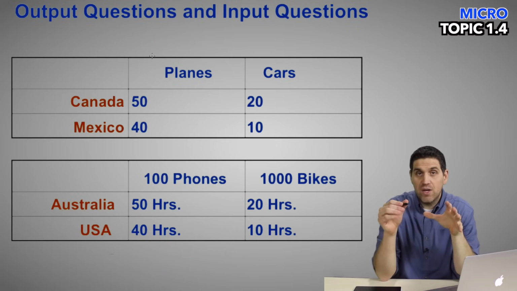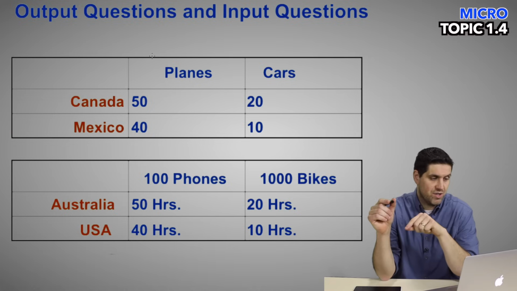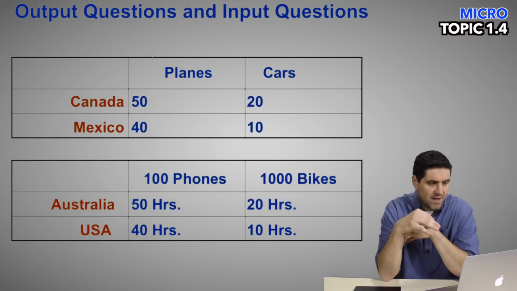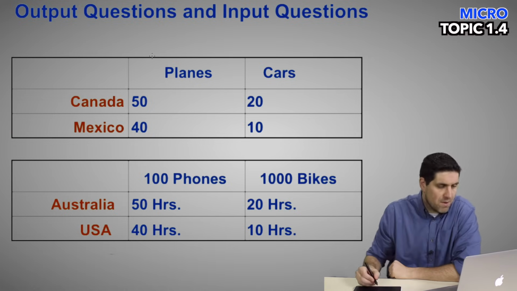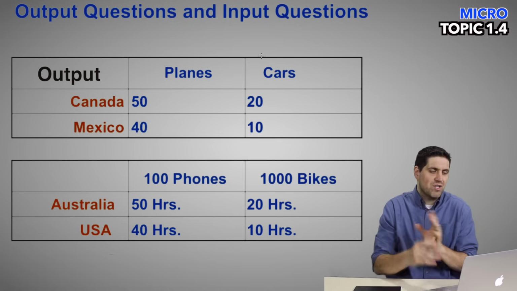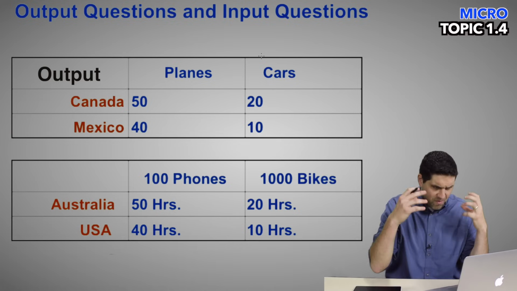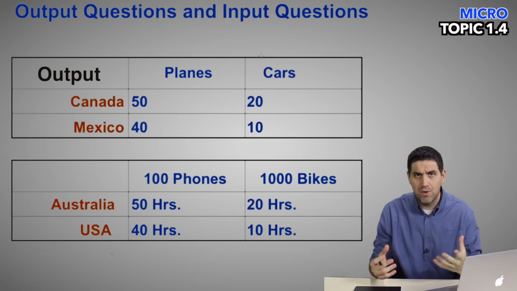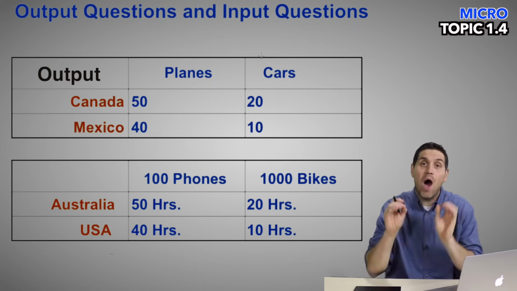Now there's 2 different types of questions. There's output questions and there's input questions. So for this one, we've got Canada, Mexico. This is number of planes they can produce right here, and this is the cars they can produce. So planes and cars. This is going to be an output question. Now on a test question, they would give you more information. They'd say, oh, this is number of planes and cars that Canada and Mexico can produce. But I'm just setting it up. That's the idea of an output question.